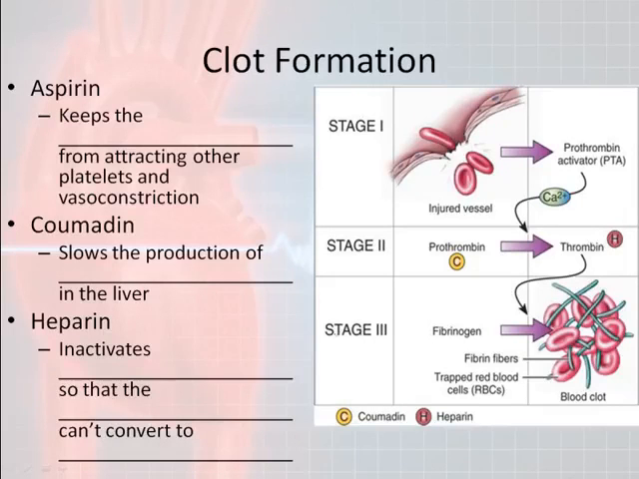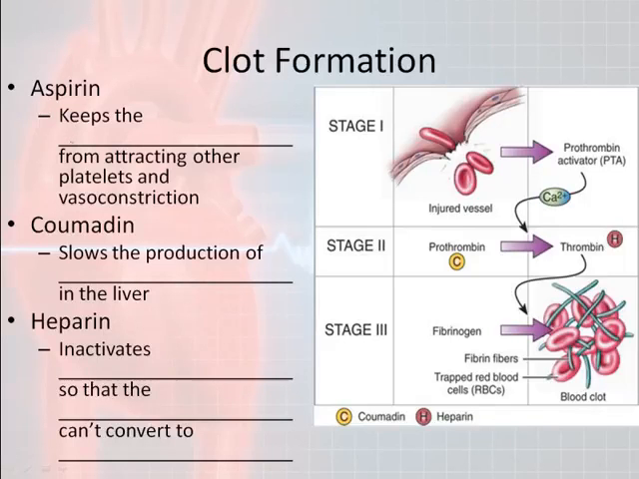So if you take a medication or you have a disease process that prevents you from clotting, you're in trouble, or it's a good thing, one of the two. So what does aspirin do, actually? When we talk about aspirin, what does aspirin do to prevent clot formation?